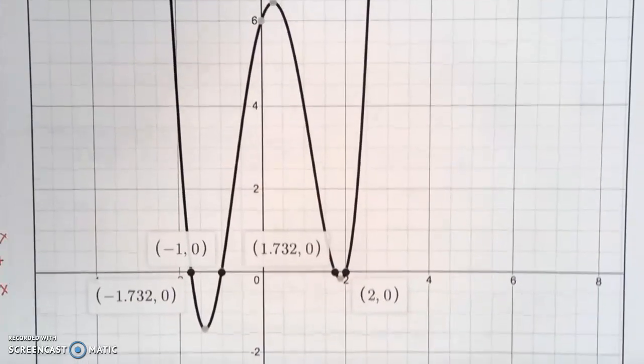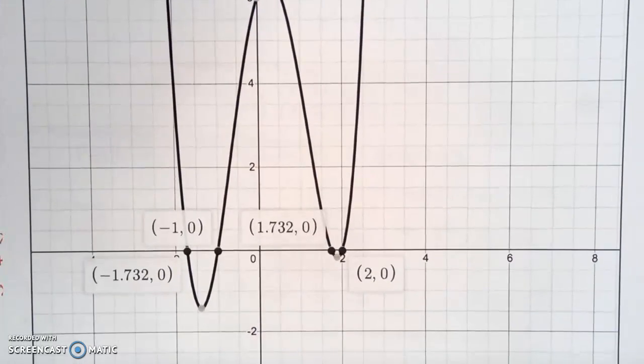So I was nice and I graphed this for you. And for just a second, I'm going to put the graph up here. This is the graph of that polynomial function. And on the x-axis, every time there was a point, I highlighted it so you could see what points where it's crossing the x-axis. So we have one here at negative 1.7320. We have a nice one here at negative 1, 0. We have one over here at 1.7320 and one at 2, 0.